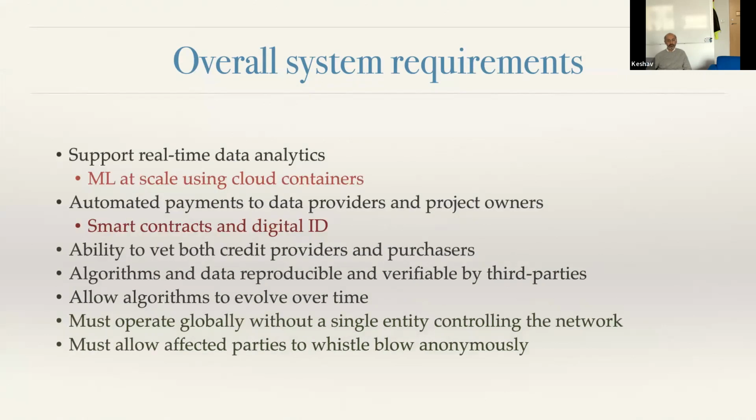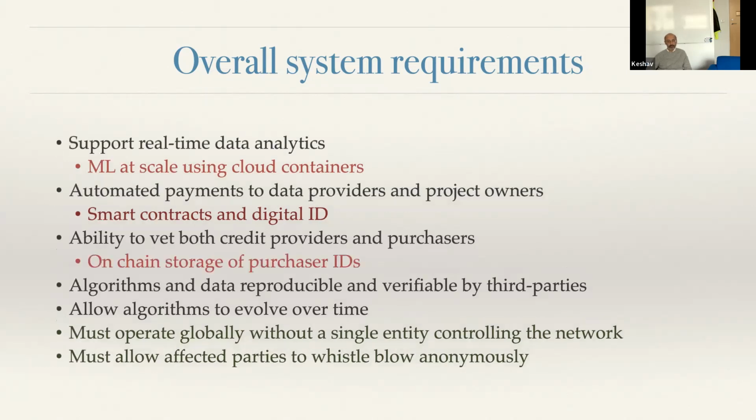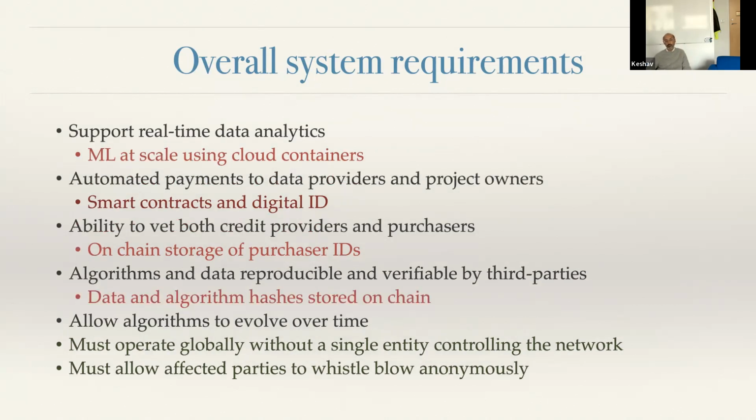For automated payments to data providers and projects, I think digital IDs and smart contracts allow us to do that. To vet, we basically store on-chain who bought the credits and who sold the credits, so all the transaction history is on-chain using these purchaser IDs and digital IDs. To make the algorithms and data reproducible, we store algorithm and data hashes on the chain. So again, we know exactly which algorithms are being used.